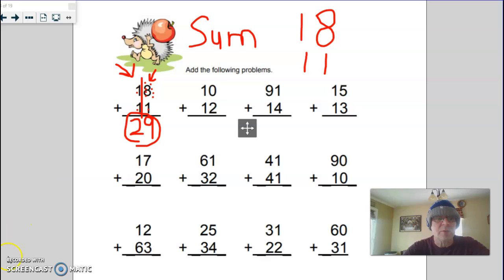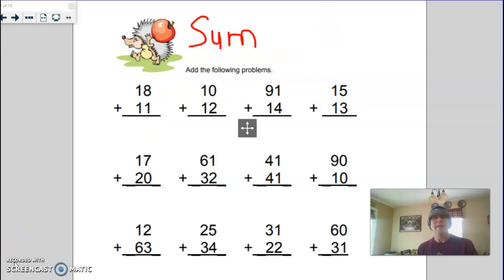Let's do a couple more. All right. Let's see here. Let's jump straight down. Let's not go across. Let's just jump down to this one right here. Okay? 17 plus 20, we're asked to find the sum of 17 plus 20.